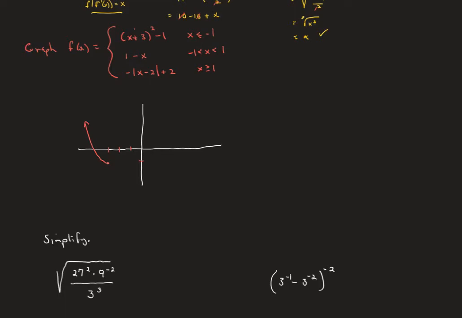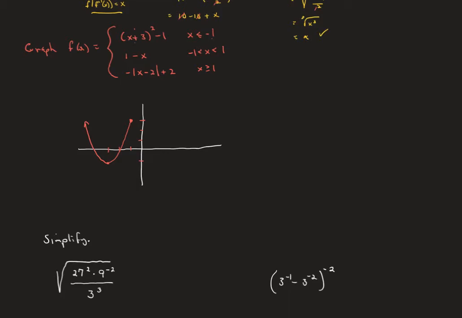I need to know where to cut it off, so I'm going to plug in -1 for x. -1 plus 3 is 2. 2 squared is 4. 4 minus 1 is 3. So our y value is going to be 3 when our x value is -1, and that's going to be a solid dot because of the or equal to. So we're going to get something that looks like that part of the parabola.